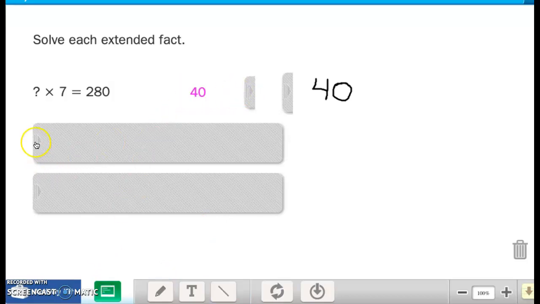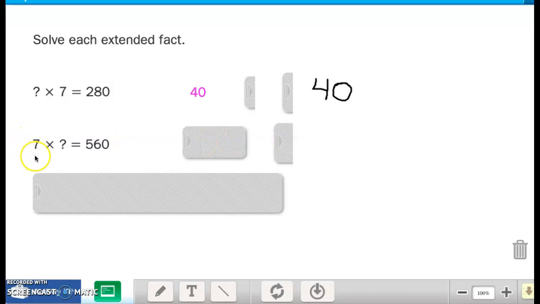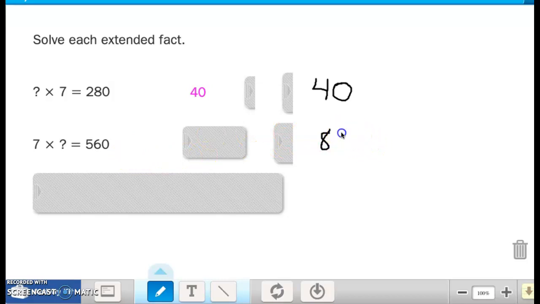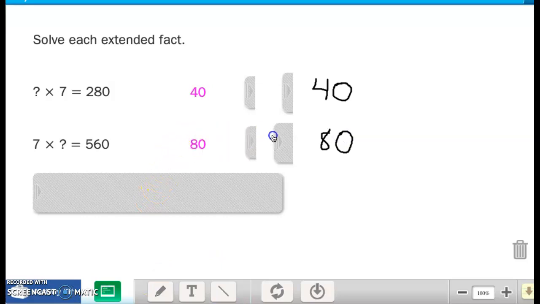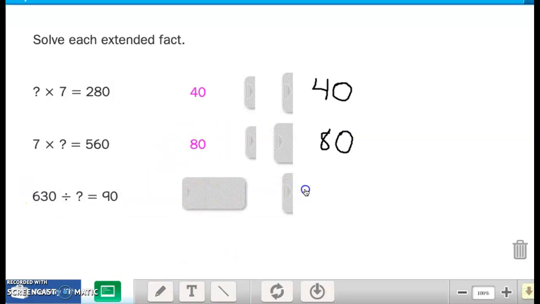Yep. Okay, let's go to the last one, or second to last one. 7 times what is 56? Ooh, that's a toughie. That's a toughie. Well, you know, 7 times 7 is 49. We did that earlier. So we add 7 more to 49 and we get 56. So we know that 7 times 8 is 56. And then we have a 0 because there's a 0 on there. And we're going to check our work. There we go. All right, last one.